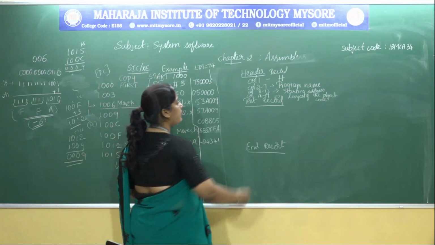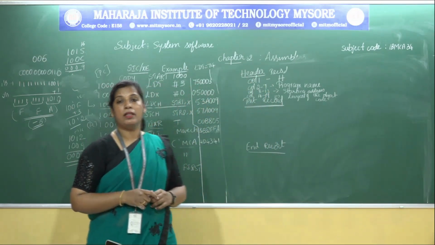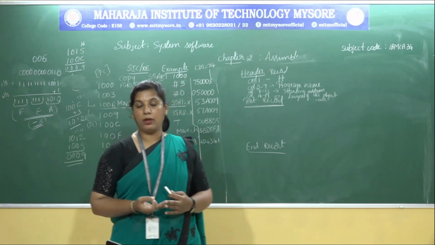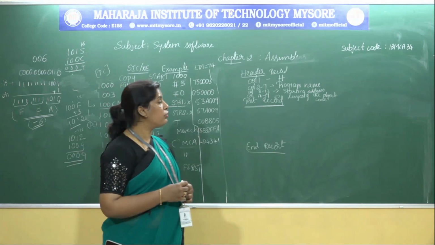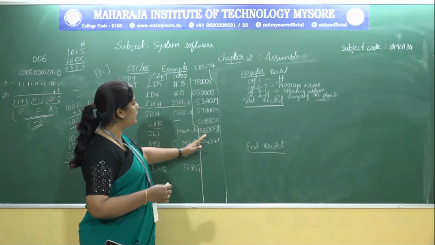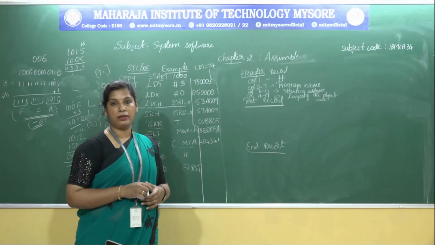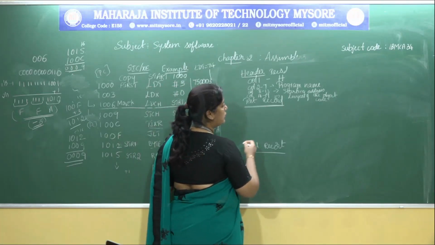So the header record has only the metadata information of that program: the program name, the program length, and the starting address of that program. But the actual object code is present in the text record. The text record has its own structure. In the text record, column 1 represents the type of the record.